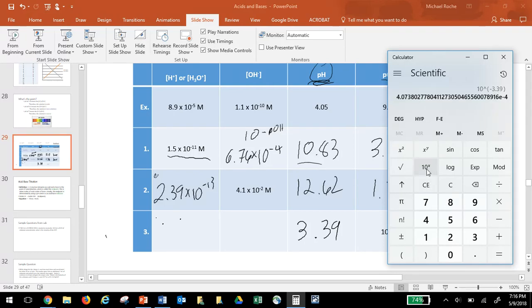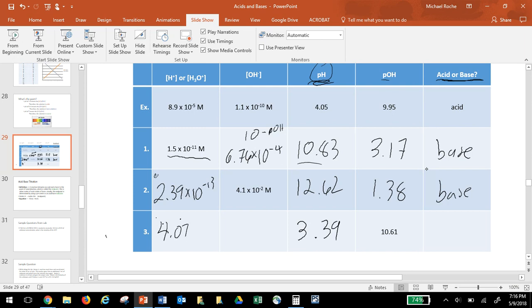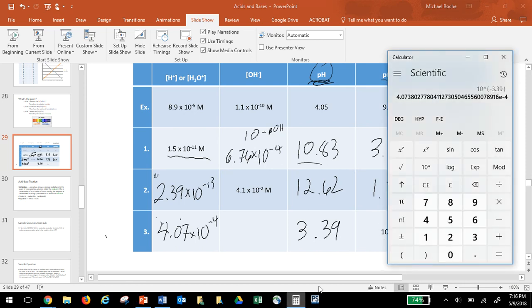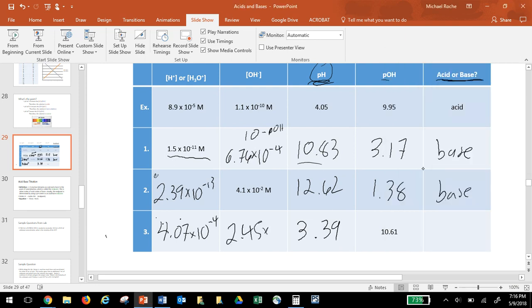So 4.07 times 10 to the negative 4 is what this is. And then this one you can figure out by putting 10 to the power of negative 10.61. Man, my computer is jumpy. So 10.61 negative and 10 to that. So 2.45 times 10 to the minus 11. And then this is going to be, because your pH is low now, an acid.